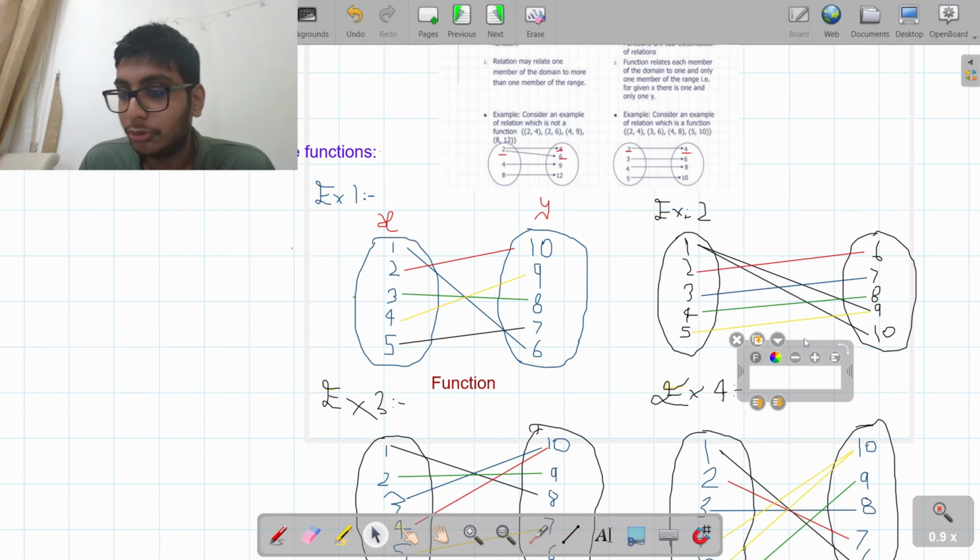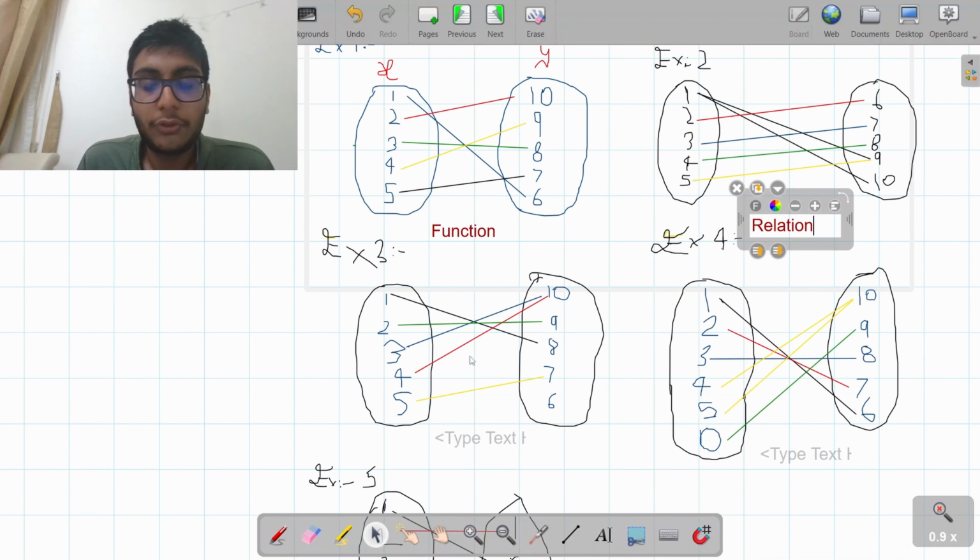Can 1 be connected to both 9 and 10? Can one input give you two outputs? The answer is no. One input cannot give you two or more outputs, and so it wouldn't be considered a function but a relation.